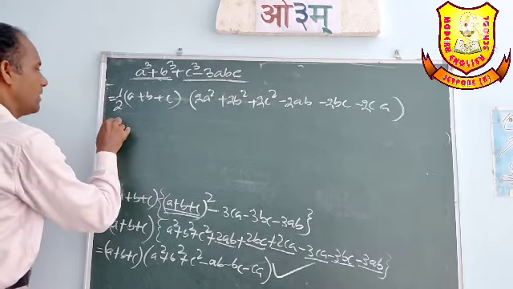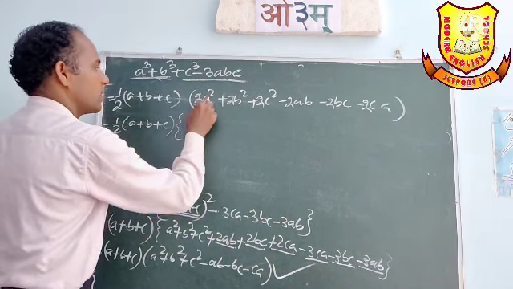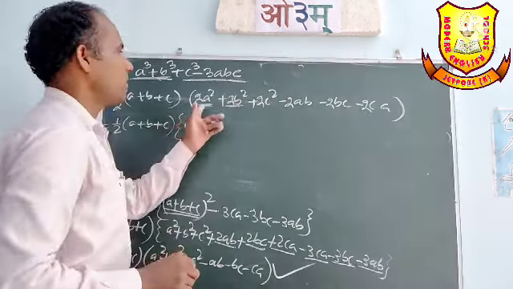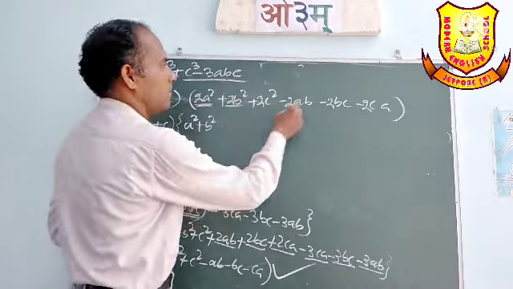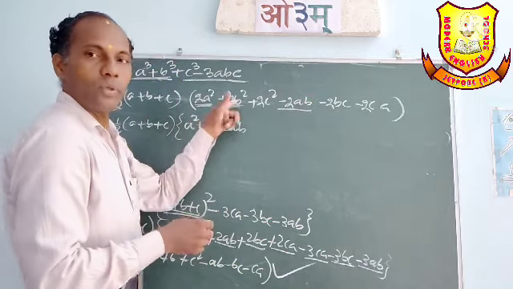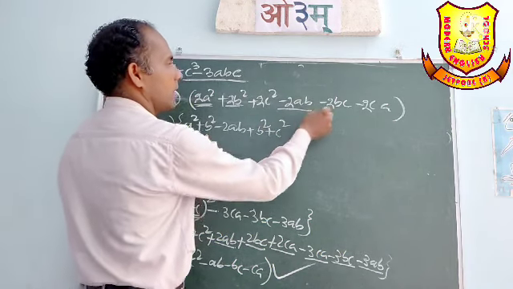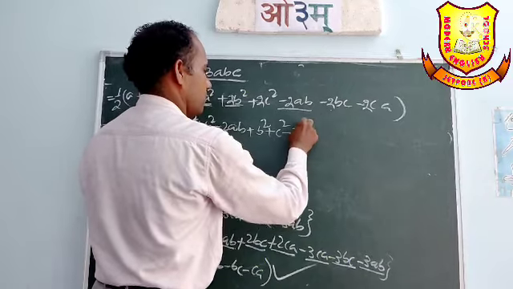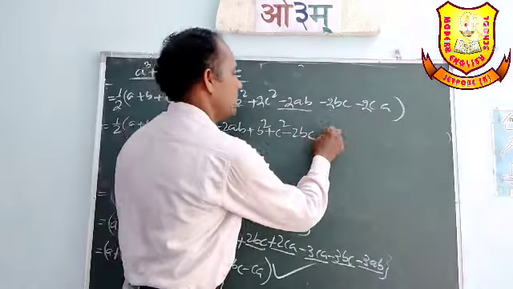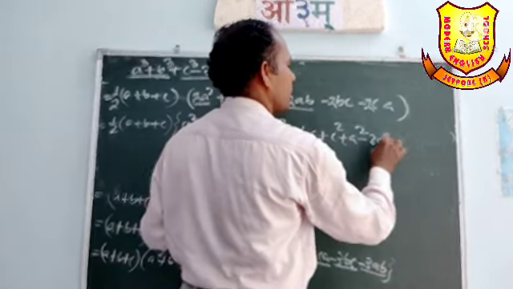So equal to 1 by 2 whole into (a plus b plus c) whole into, here 2a square is there, 1a square I wrote, and from 2b square 1b square I wrote. Here 1 is left, and a square plus b square minus 2ab I wrote. Now out of 2b square, 1b square is taken, another b square is left, and from here 1c square is taken. b square plus c square minus 2bc I wrote. And here 1c square left, here 1a square left, so c square plus a square, and here minus 2ca is left.